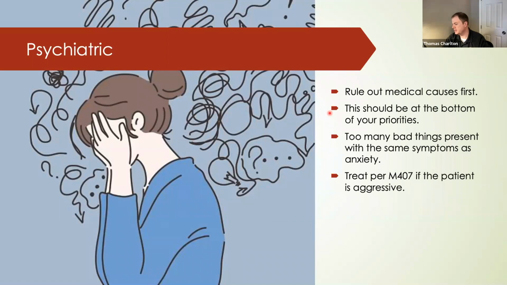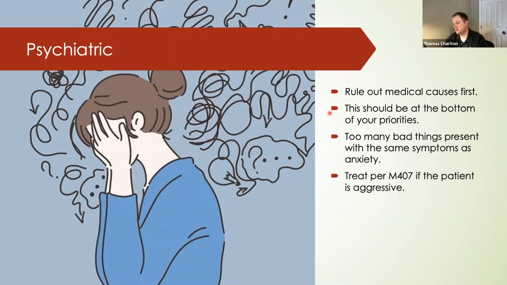The psychiatric causes like anxiety and things like that really should be at the bottom of your priorities. There are so many really, really big and bad things that will present with the exact same cluster of symptoms that anxiety produces, that you are more likely to miss something medical if you just simply label things as anxiety. I always tell patients at the hospital that anxiety isn't something that we can test for. There isn't a blood level that we can draw that says, yep, this person is actually truly anxious. Whoever invents a test like that is going to be a billionaire overnight.